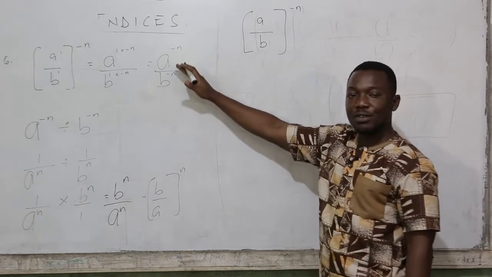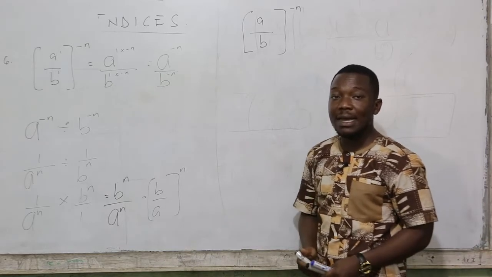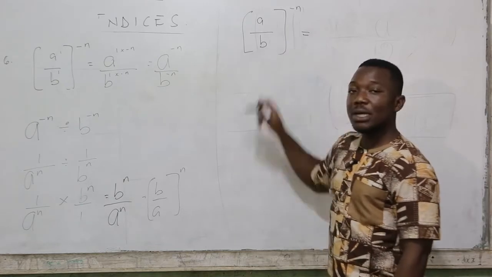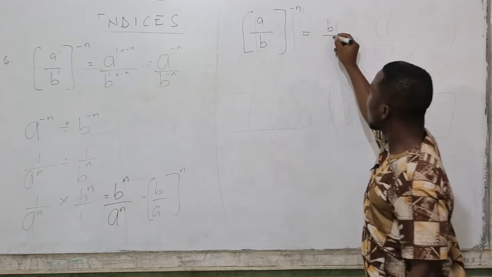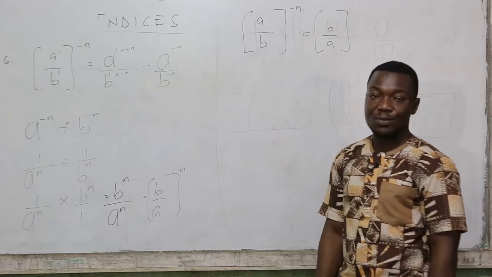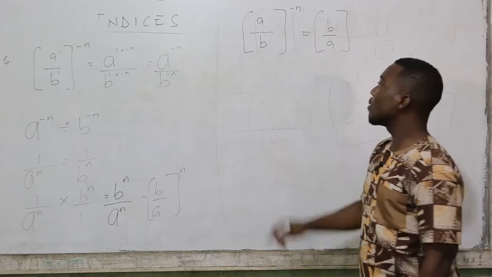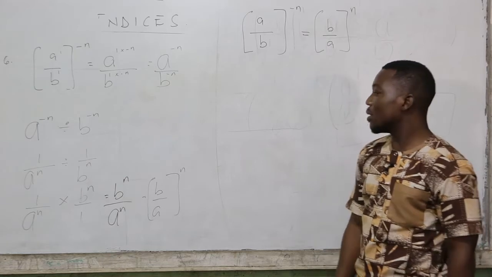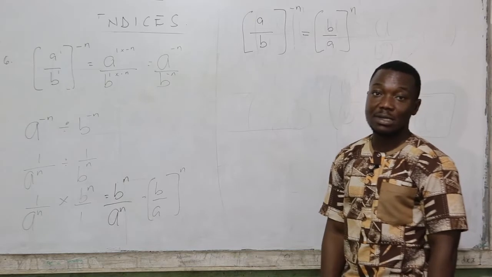Now, instead of going through this long work, if you look at our final answer, what we could have done is that we swap the numerator and the denominator. That is, we write the inverse. And then we make sure that after swapping, we change the power. And this is a very nice concept. You can do the work this way. We are going to use this concept to solve one of our questions right now.